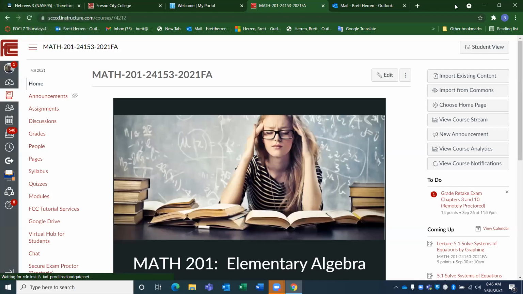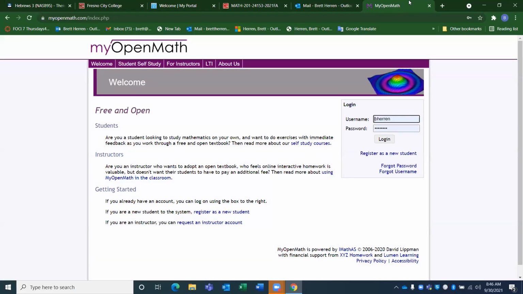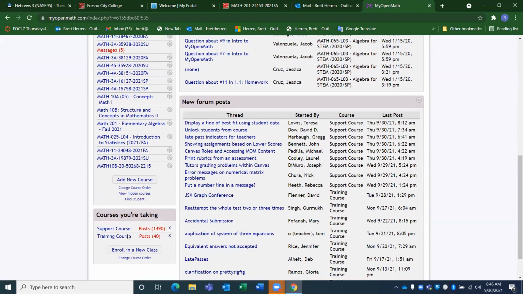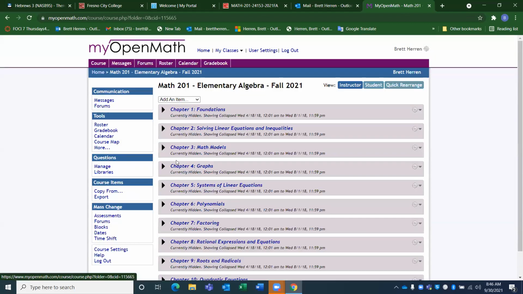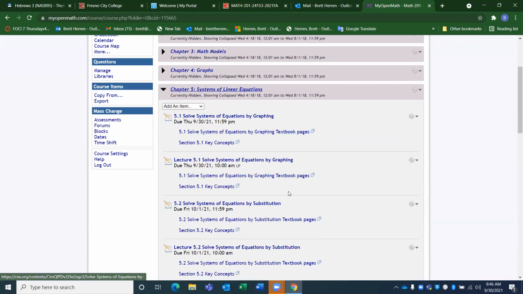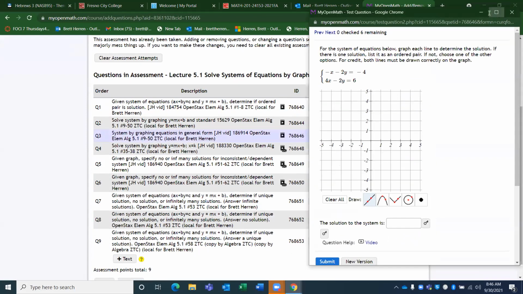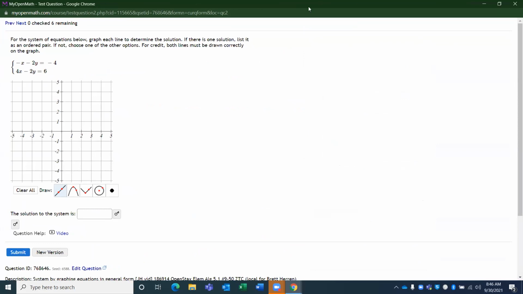Let me go there real quick. I don't even have that open. Let me get that open real quick. There it is. Go down here to it, and we are in 5.1 and number 3. All right, so now you're seeing it.